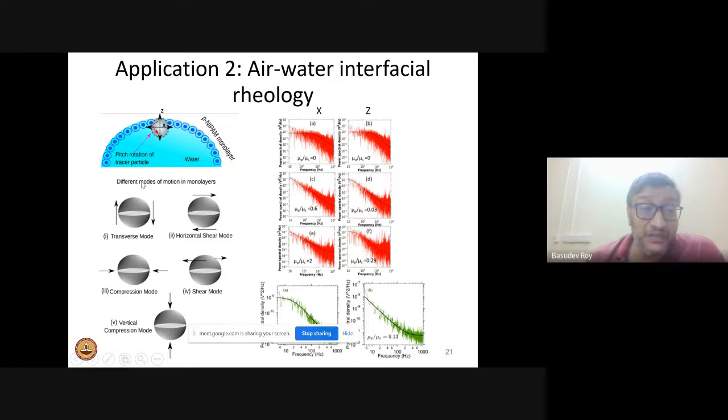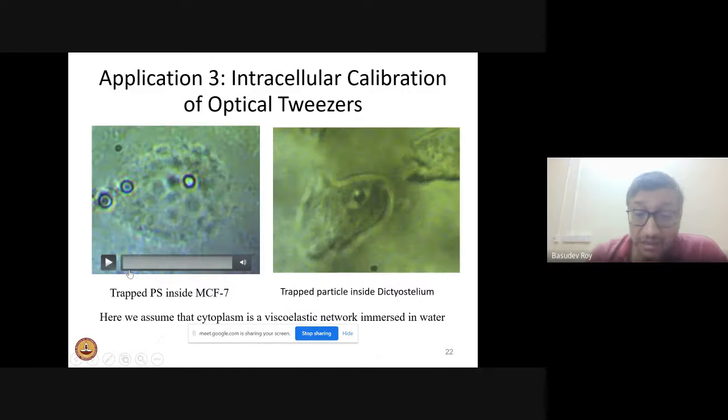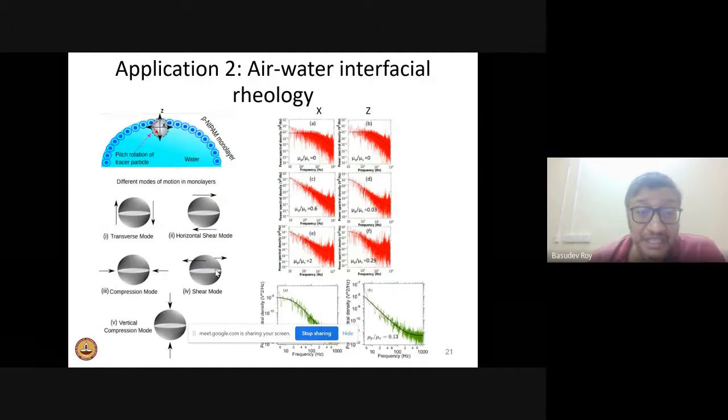The pitch rotation can give you a transverse mode and the horizontal shear mode. It was hypothesized in the 1990s that you have all these different modes in the rheology of an air-water interface or some interface. There are rotational modes and translational modes. The vertical compression mode is Z, the compression mode is X, and the shear mode gives you the yaw rotation. Actually, from the yaw rotation you can find it out.